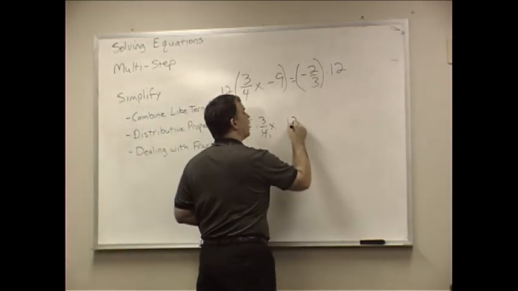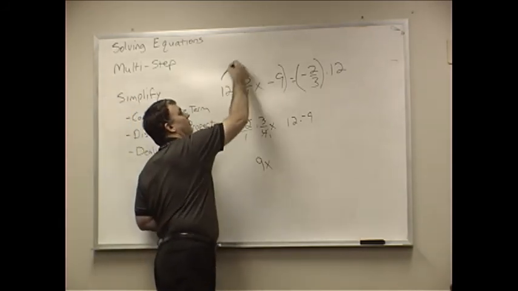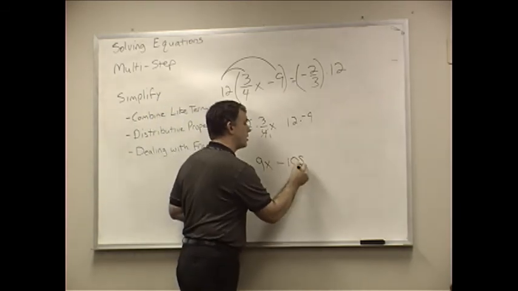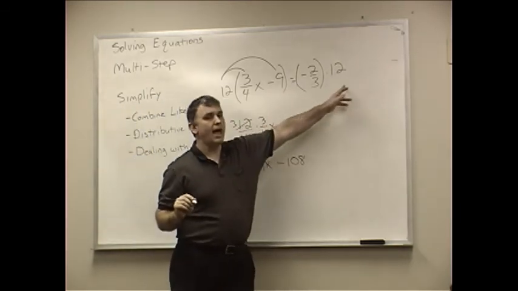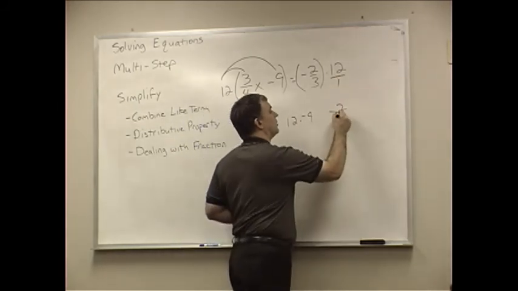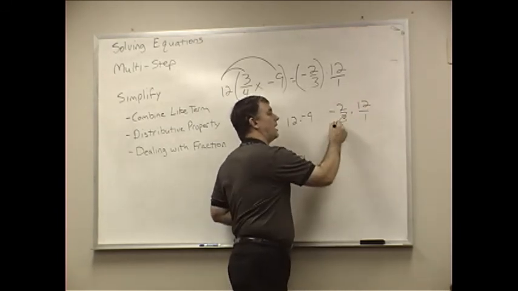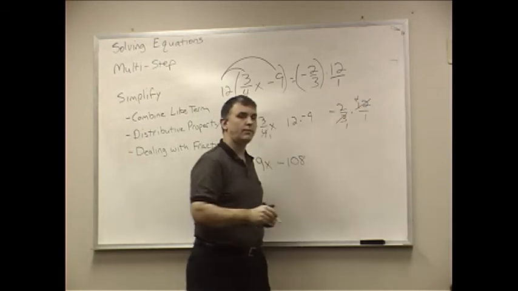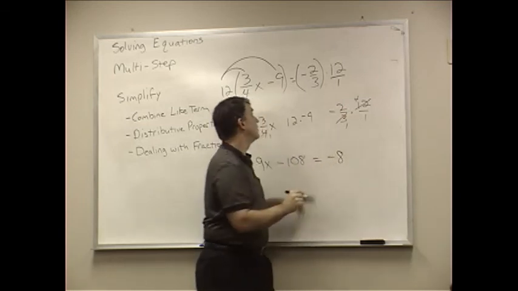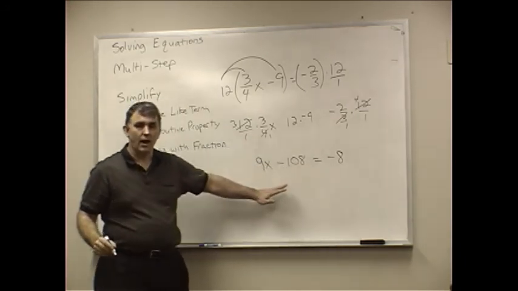Now I'm going to do 12 times negative 9. I forgot to do my little rainbow thing. 12 times negative 9, that's negative 108. And then for the last one, I'm going to put a 1 underneath it. Well, let's just do it right here. Negative 2/3 times 12 over 1. The 3 and the 12 cancel. Becomes a 1 and becomes a 4. Negative 2 times 4, that is negative 8. Don't forget the equal sign because it's on the other side. All the fractions go away.